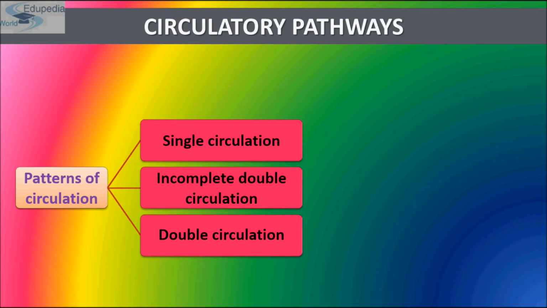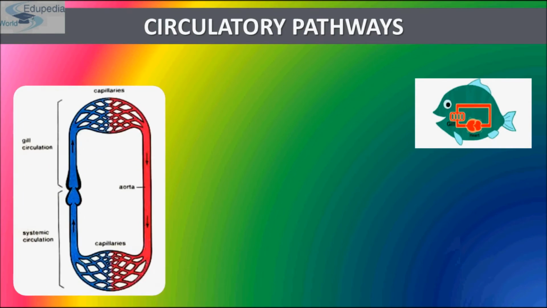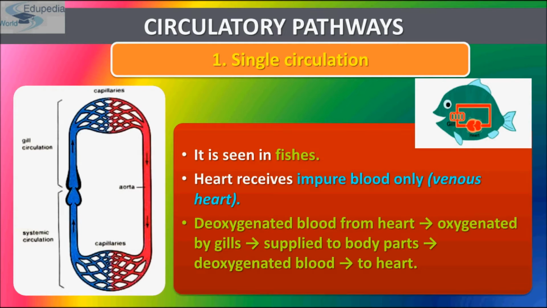Now there are three patterns of circulation which are seen: single circulation, incomplete double circulation and double circulation. Now what happens in the single circulatory system? It is seen in fishes, in which the heart pumps out deoxygenated blood, which is oxygenated by the gills and sent to the body parts, from where deoxygenated blood is carried to the heart. This is known as single circulation.